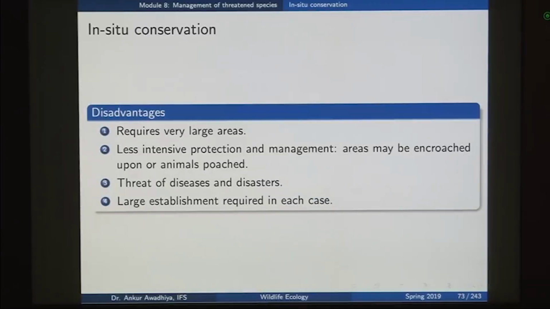If you want to maintain a tiger reserve, you will require a large number of forest guards, a large number of rangers, some SDOs, some DFOs and so on, whereas in the case of a zoo, the level of establishment is not that high, because it is a smaller facility.